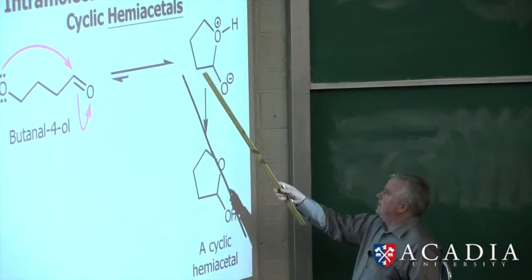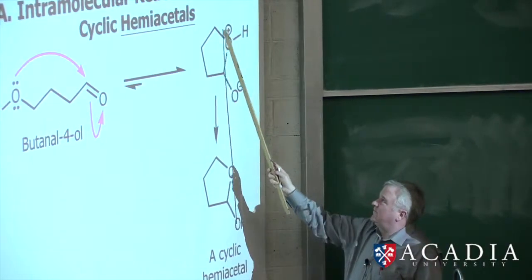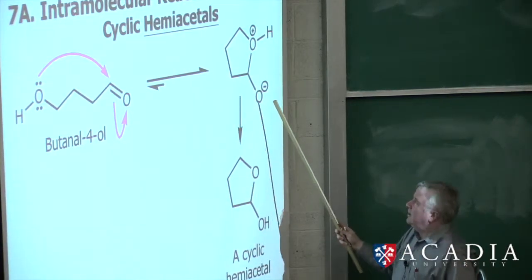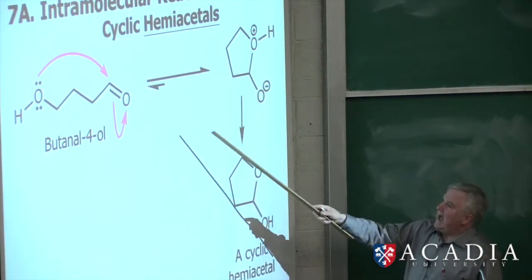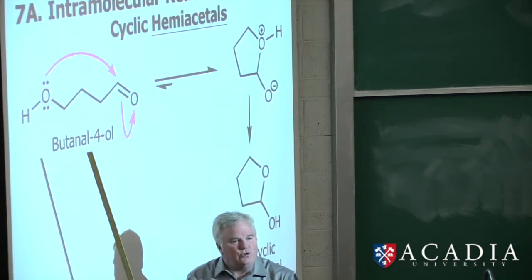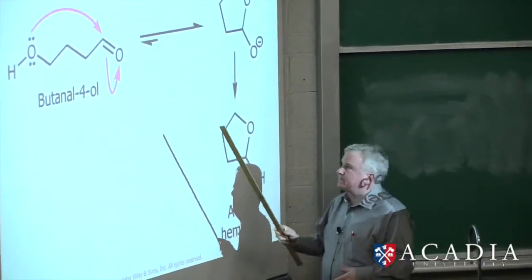reactions. So this would go quickly. Notice we're showing this equilibrium favors this side, and that's because it's an intramolecular reaction. And when it goes back, this functionality doesn't have a chance to diffuse away. That's why this type of reaction is favored.